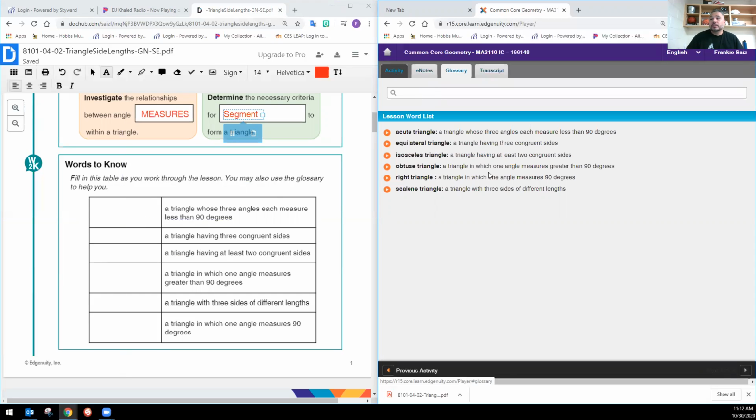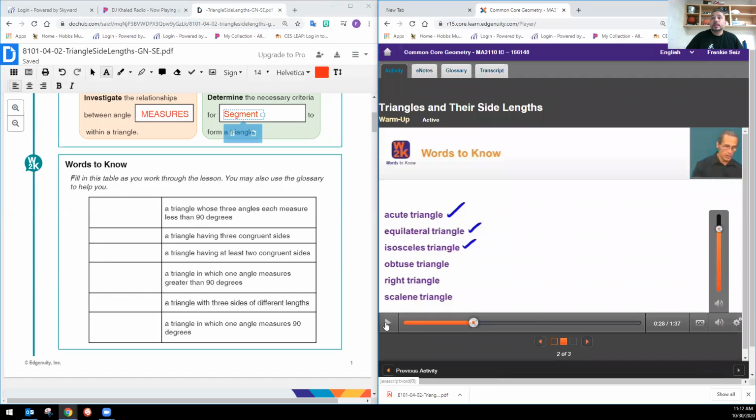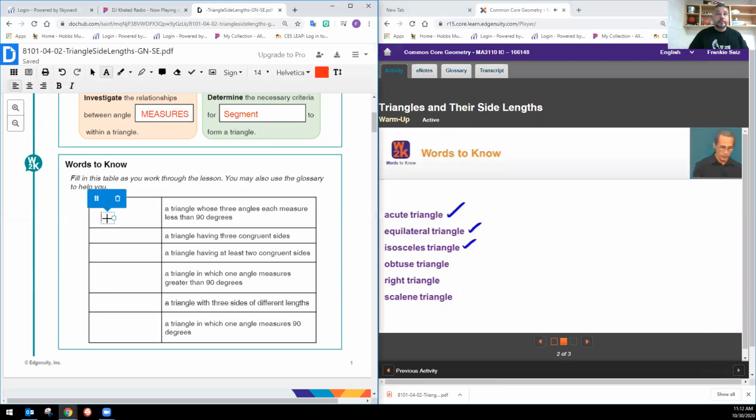Pause this video right here at this point until you have this as you need. But if not, I'm going to let this play while I fill out these ones on my own. Obtuse triangle, right triangle, and scalene triangle.